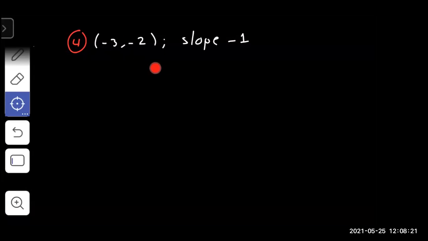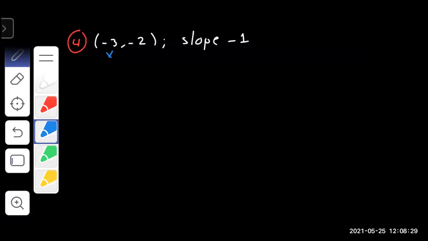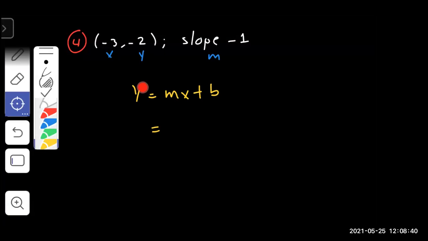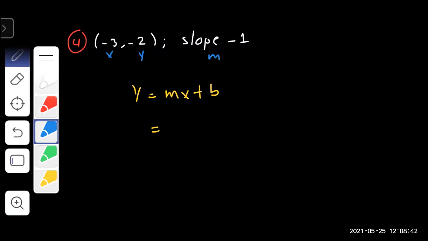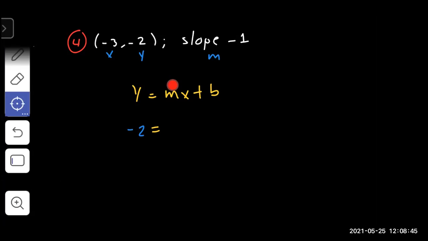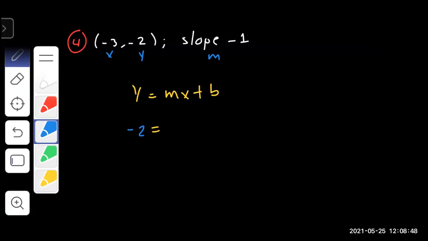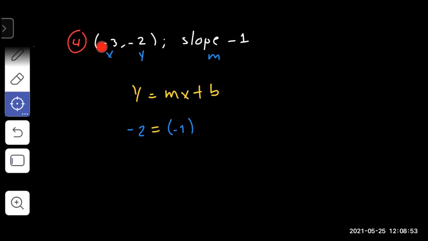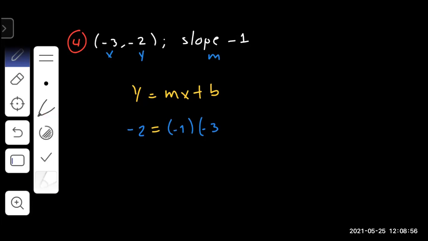Okay, let's have a look at another example. This is getting a bit boring because it's easy, I know it's pretty straightforward. Again, we identify x, y and m. The standard form is y = mx + b. What information do I know? y is -2. What is m? Negative 1, so let's put parentheses, negative 1. And what is x? Negative 3, inside parentheses, plus b.